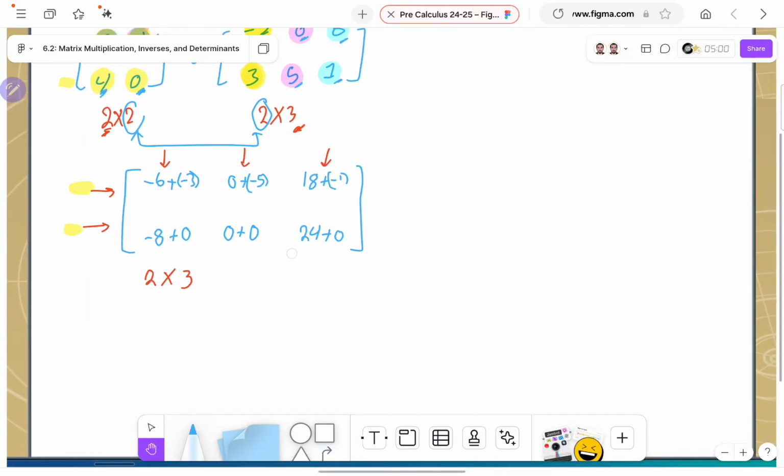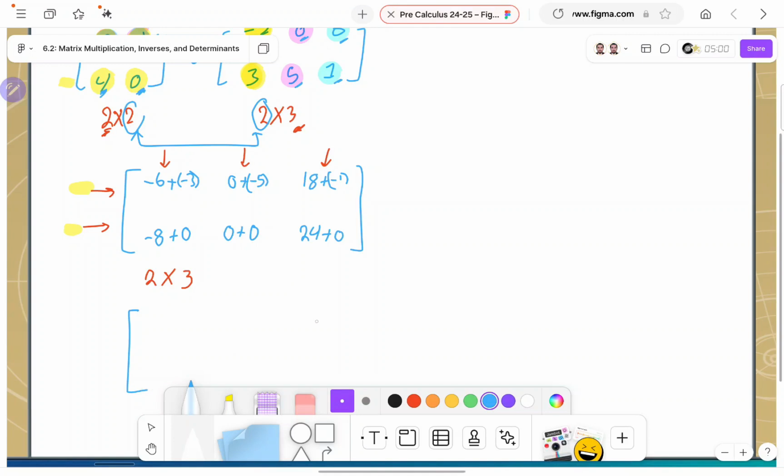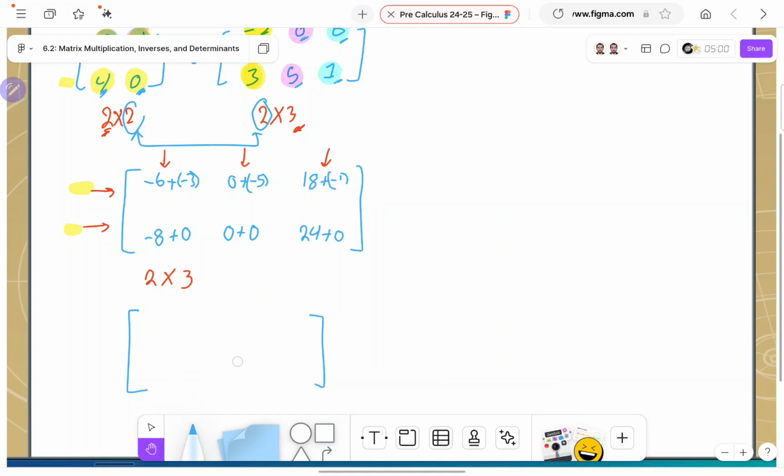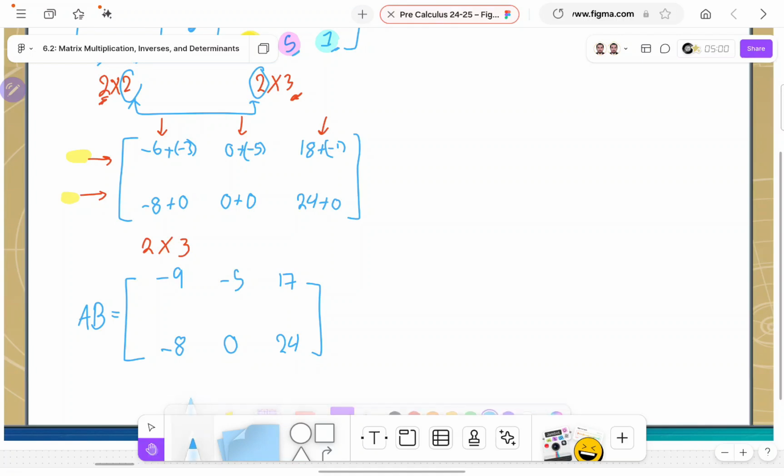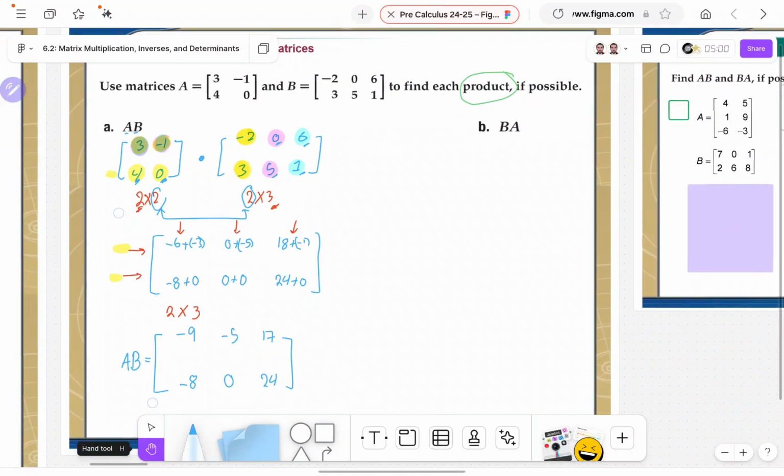So now let's write the final matrix after we simplify. Negative 6 plus negative 3 is negative 9, then negative 5, then 17, then here negative 8, then 0, then 24. So this is the new matrix after we multiply matrix A with matrix B.